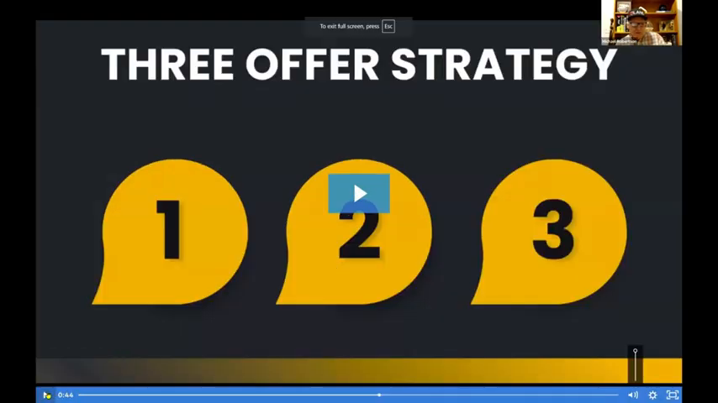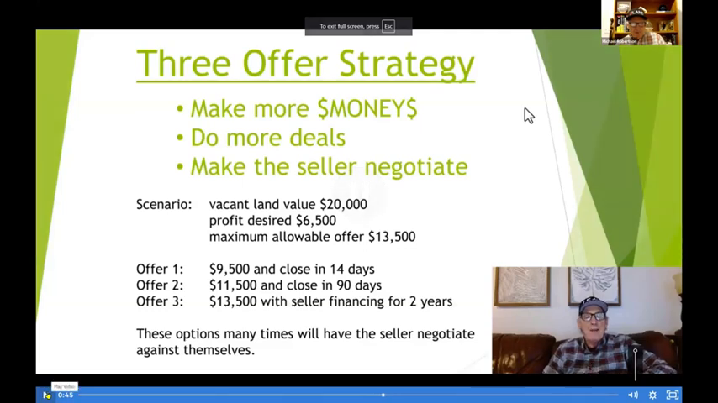And here is a sample of that. The three-offer strategy: make more money, do more deals, make the seller negotiate. So the example I spoke of, we think we can sell the property for $60,000 or $20,000. I want to make at least $6,500. Well, the most I can offer is $13,500. So I give them three offers.